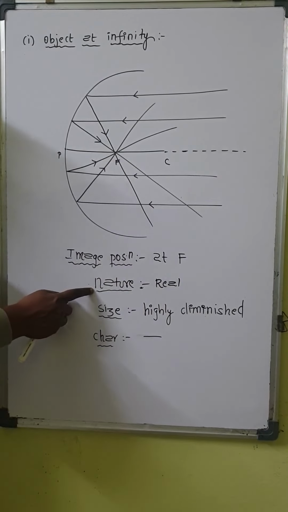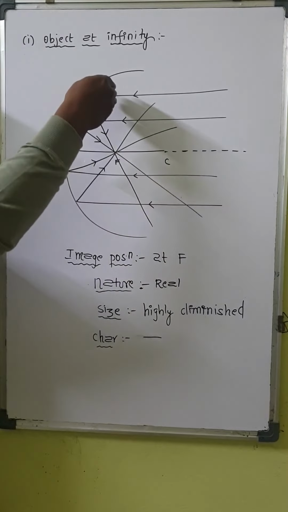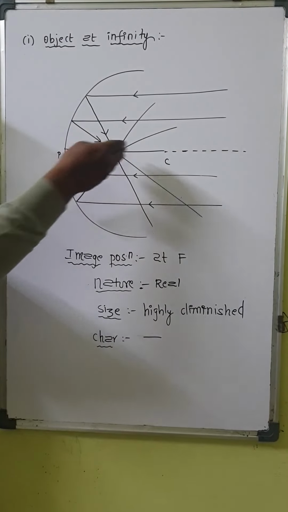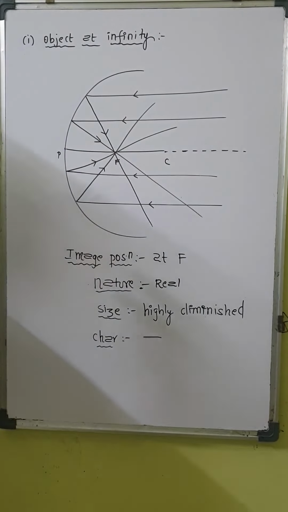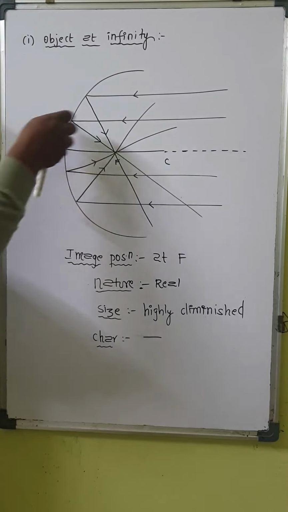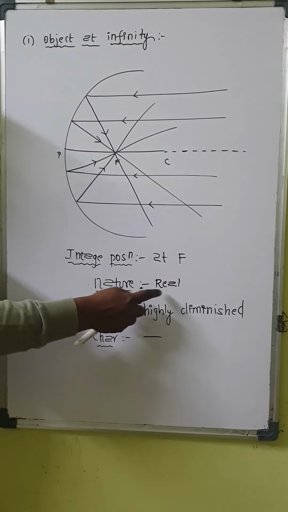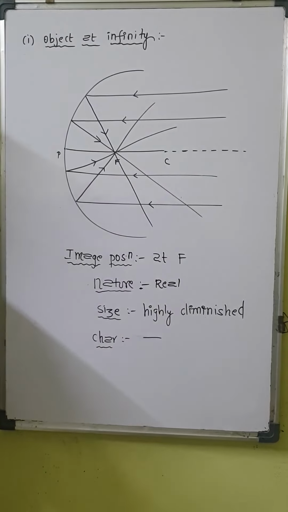Next, nature. The image is formed in front of the mirror. It means if you place a screen or a paper, you can catch the image on the screen. It means whatever image is formed inside the mirror is formed onto the screen in front of it. So if the image is caught on a screen, it is a real image.